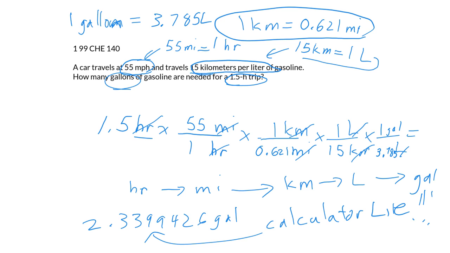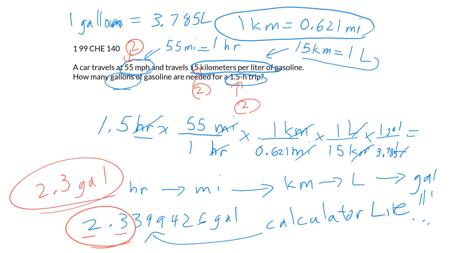That's my calculator line. If I look at my problem, I have two sig figs there. I have two sig figs there. I have two sig figs there. All I'm doing is multiplying and dividing. So my answer can only have two sig figs. So it's going to be 2.3 gallons as my answer. That's it.